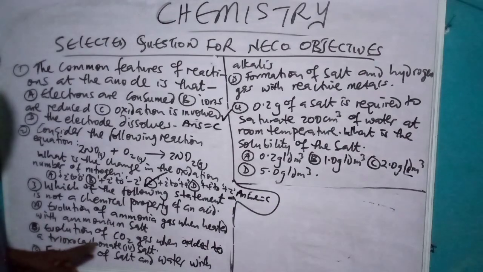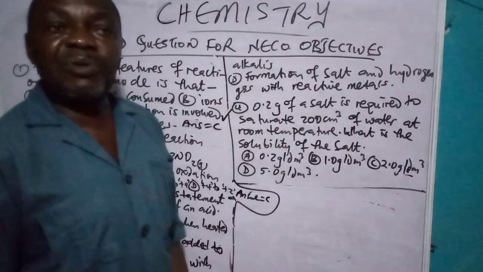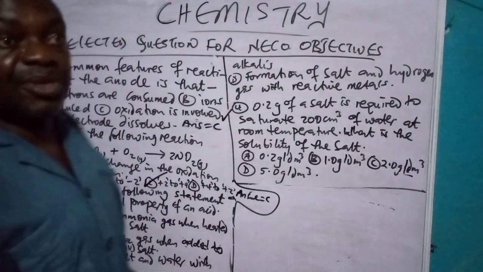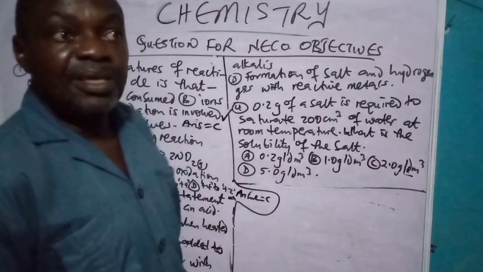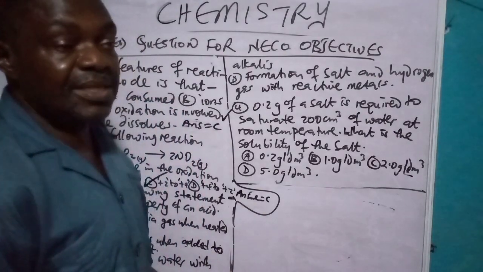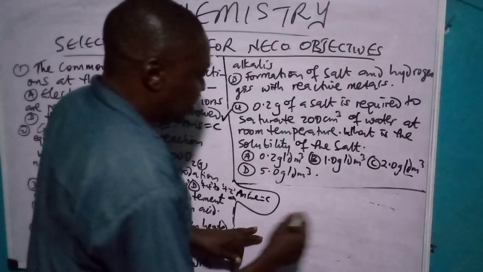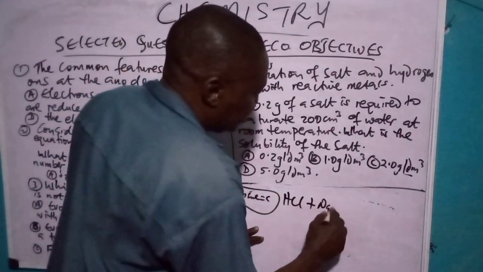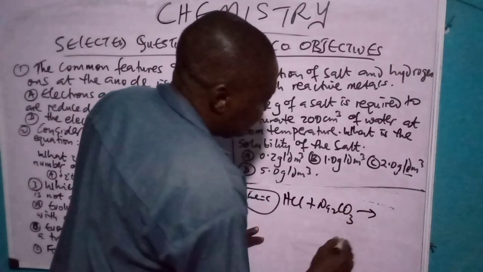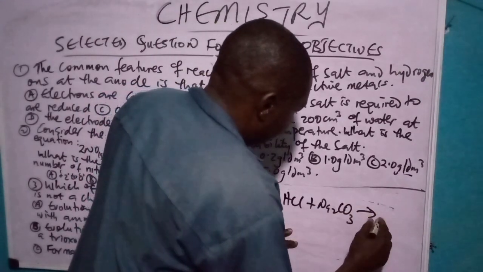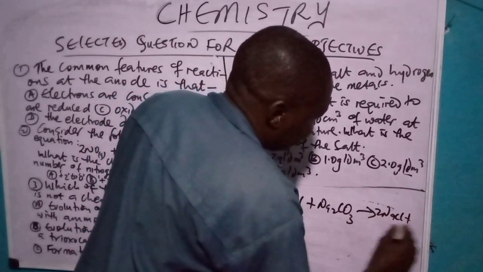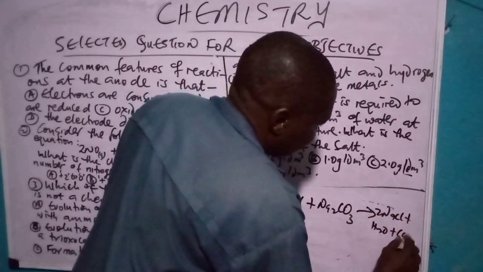Then the B one, evolution of carbon(IV) oxide gas when added to trioxocarbonate(IV). When you react acid with trioxocarbonate(IV), it will release carbon(IV) oxide gas, which usually turns lime water milky. Look at the typical example: HCl, this is an acid, plus Na2CO3. This gives you, 2HCl actually, 2NaCl plus H2O plus CO2.